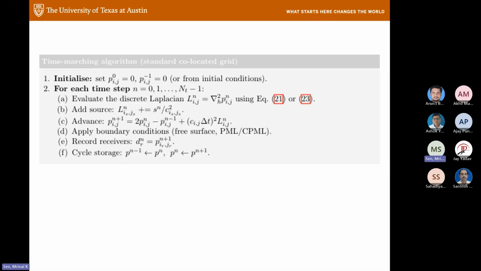So you start with your initial condition, which tells you what the source is. I'll tell you how to inject the source. Then you evaluate the Laplacian, add the source term, and advance in time. Then you apply some kind of boundary conditions, which is something that I'll talk about a little bit later. You want to record your receivers, and then you cycle your storage. This is the part where your Pn plus 1 becomes Pn, and Pn becomes Pn minus 1, and then you repeat this loop. At each step, you are actually adding the contribution from the source.